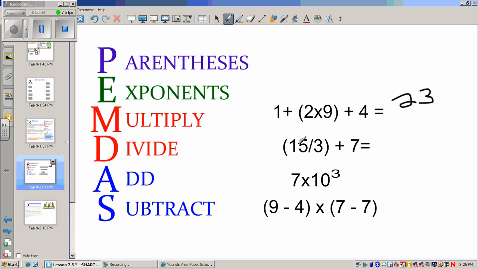Now, on the next one, I have to do parentheses again first. So I have 15 divided by 3, which is 5. 5 plus 7 is 12. Hopefully you're following how I'm doing this. See how it could be a different answer?